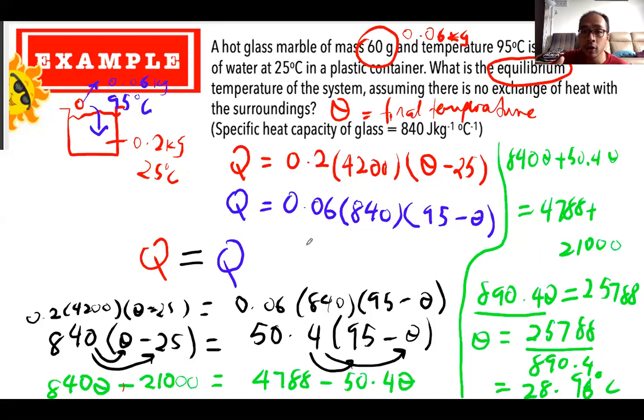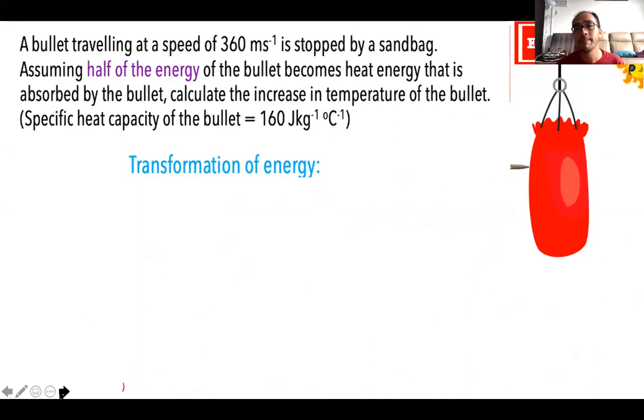It's a bit long, I know. Example 2 on page 135 in your textbook is another example of this. If you don't understand, it's okay. Watch this video again and see if it helps. Okay, all right, third example. Now we're going to talk about examples that involve transformation of energy.